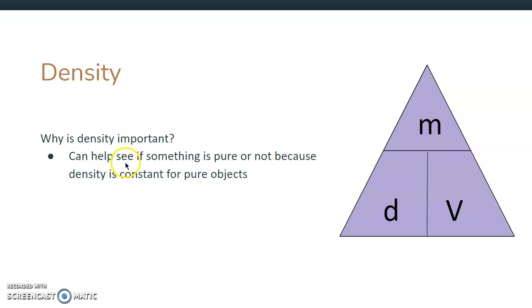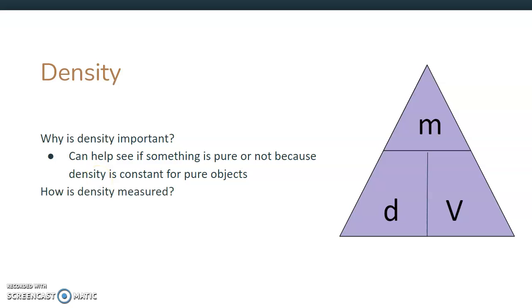Density can help see if something is pure or not because density is constant for pure objects. So our density is the same for all objects. It doesn't matter how much we have. If we have a liter of water or 10 liters of water, it's going to have the same density, and we'll talk through why, but that means it's a constant property. It's always the same no matter how much there is.